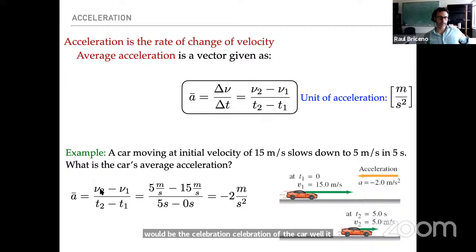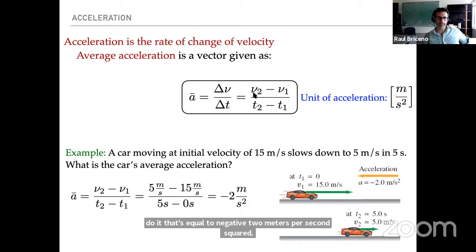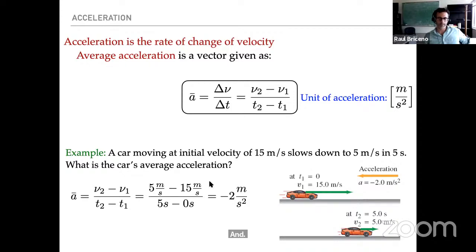Well, it would be the final speed minus the original speed divided by the change in time. The final speed is 5, the original one is 15. The difference between these is -10, right? And then on the bottom, I have 5 minus 0. So I have -10 divided by 5. Even I can do that. That's equal to -2 meters per second squared, and those are the units of acceleration. It's the units of velocity divided by the units of time.